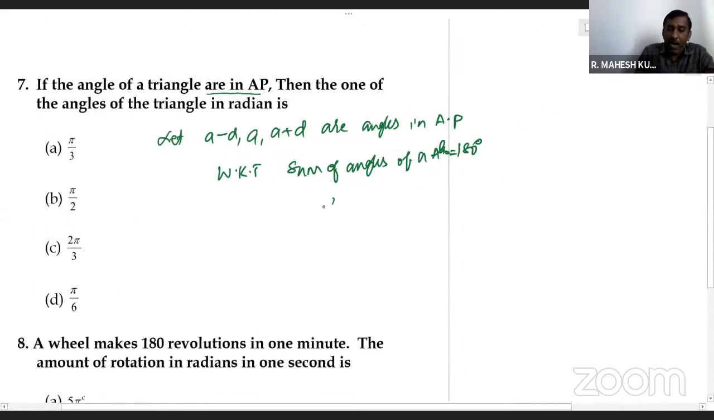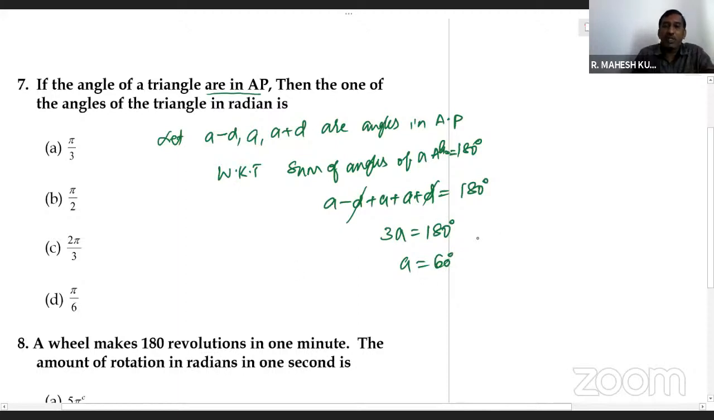So now if you add all these, A minus D plus A plus A plus D, you are going to get 180 degrees. Minus D plus D cancels. You get 3A equal to 180 degrees. A is equal to 60 degrees.